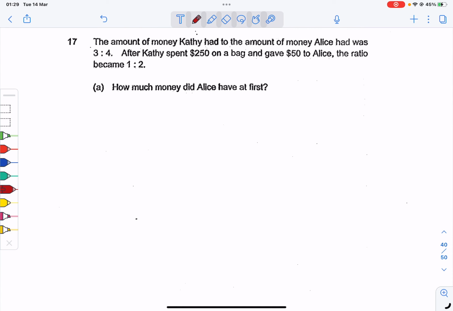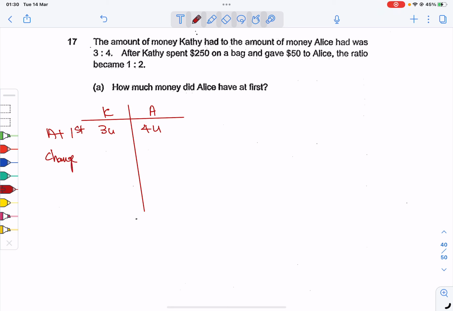Right? So the last question of the paper is question 17. The amount of money Katie has to the amount of money Alice has was 3:4. So at first, K to A, 3 units, 4 units. The changes is Katie spent $250 on the bag and also gave $50 to Alice. So Alice here increased by 50.